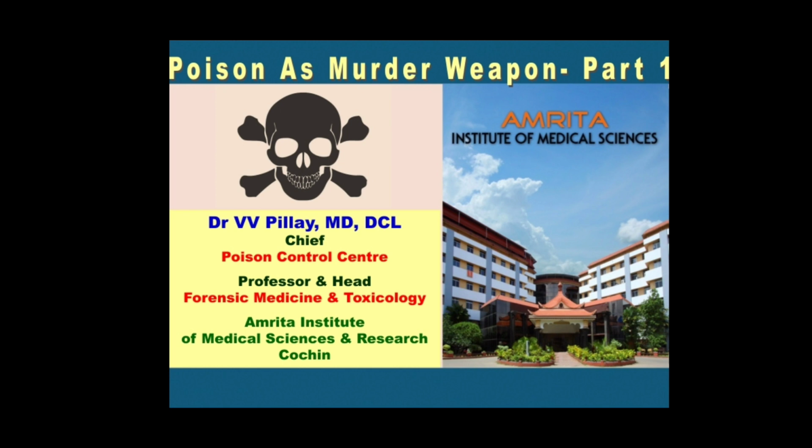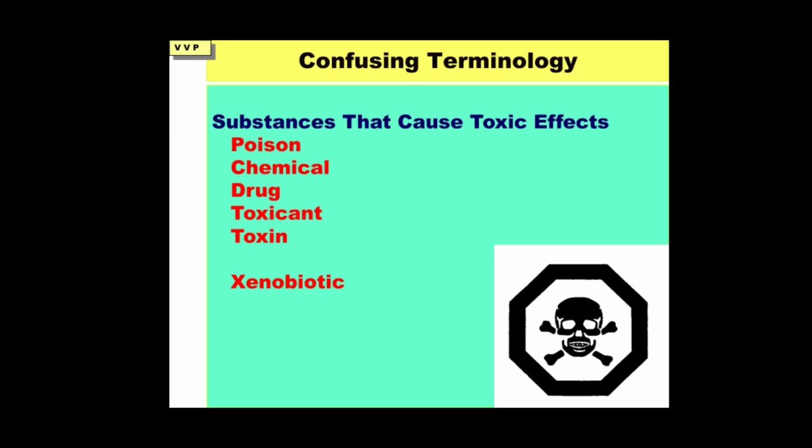The first part being preliminary aspects, and the second part we will go into intricacies with some case histories. So we will look at, in this part 1 of the episode on poison as a murder weapon, some basic kinds of information. There are some confusing terminologies that we need to address first before we go into the intricacies of the topic in this episode.